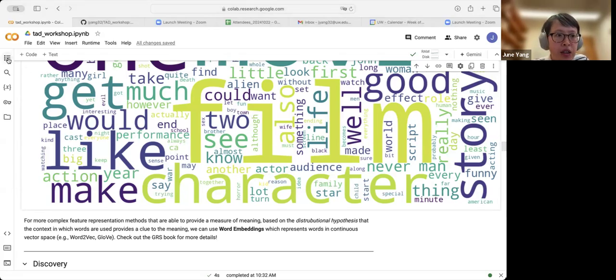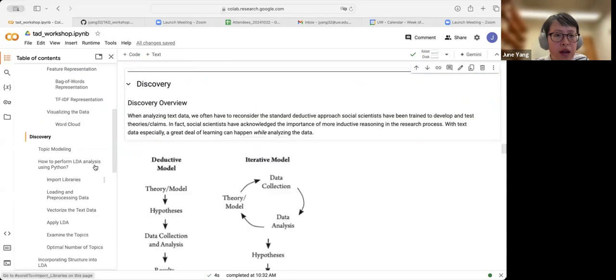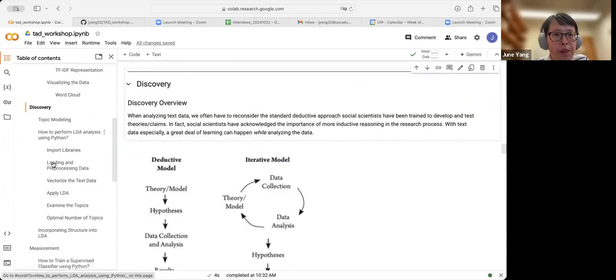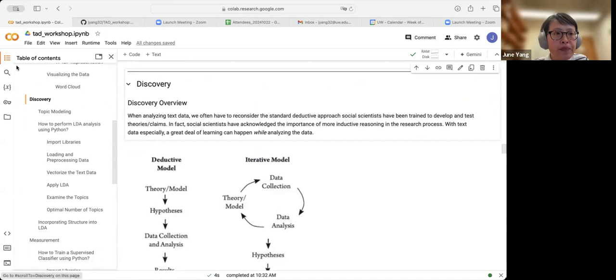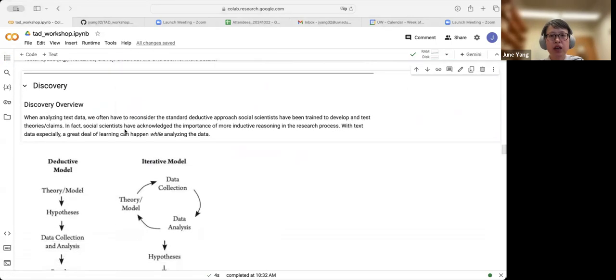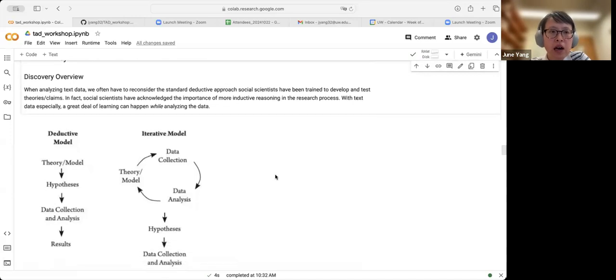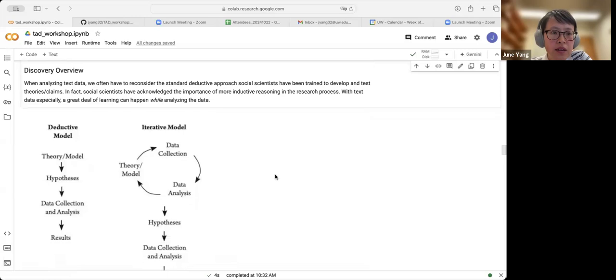So the next section is actually about discovery using text data. This comes down to a research approach that we might consider when we work with text data. When we analyze text data, it's kind of different from the standard deductive approach that many of us are trained on, where we start with a theory model, build our hypothesis, collect data to test our hypothesis, and present some results.